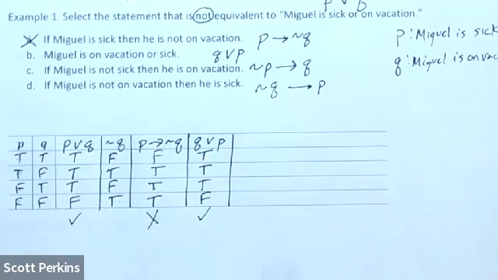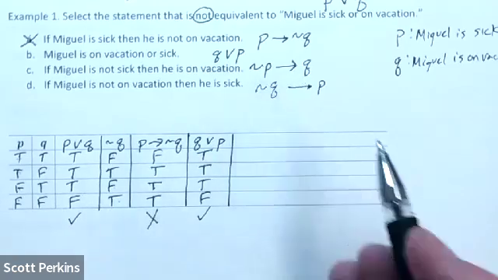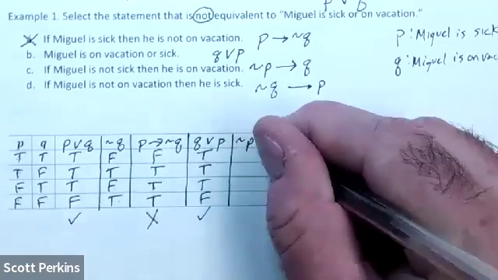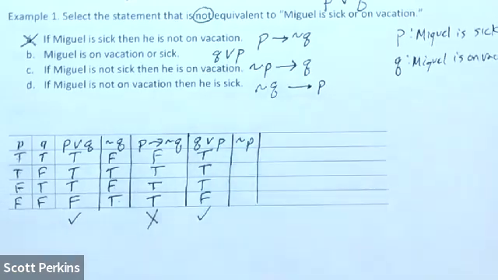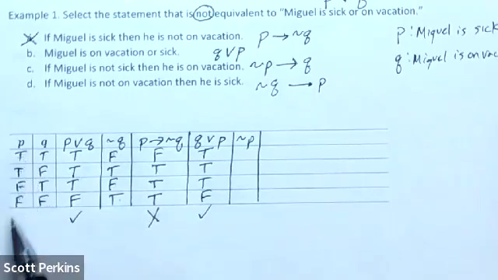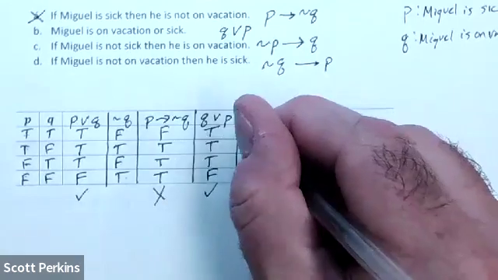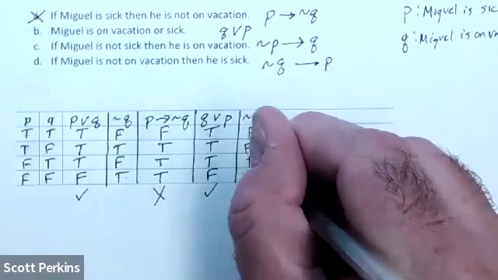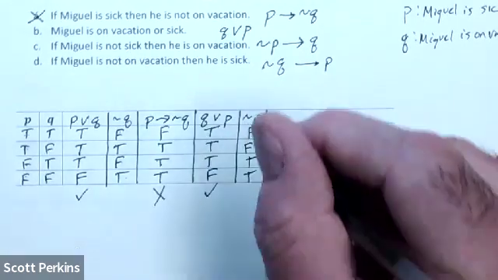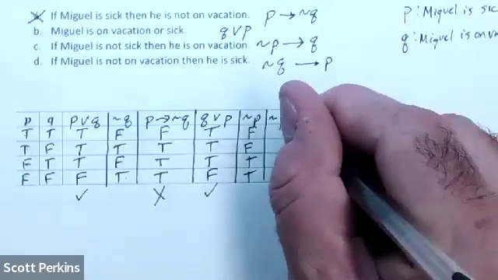For statement C, it's if squiggly P, then Q, so I need a squiggly P column. So P is TTFF, so squiggly P is going to be just the reverse. So that's going to be FF and then true, true. And now I'm going to do the conditional statement. If squiggly P, then Q.